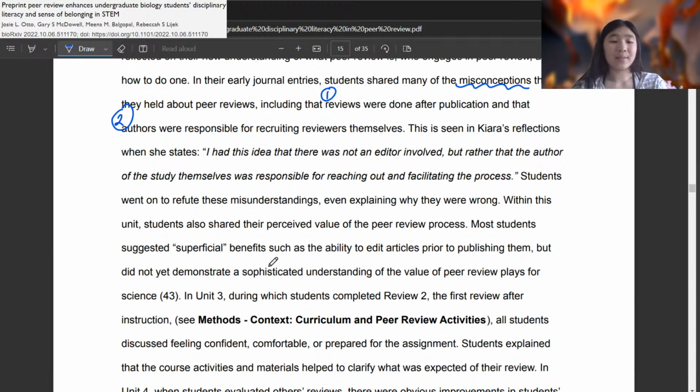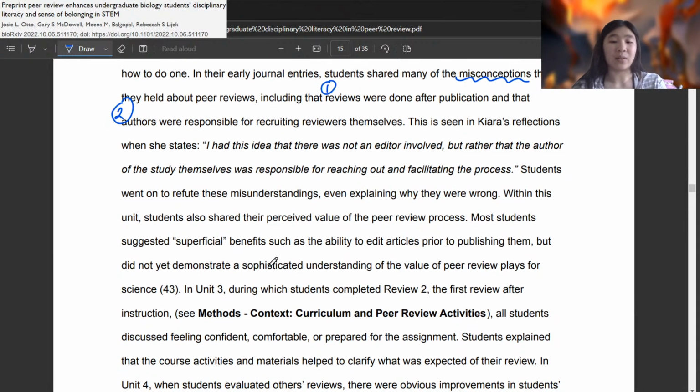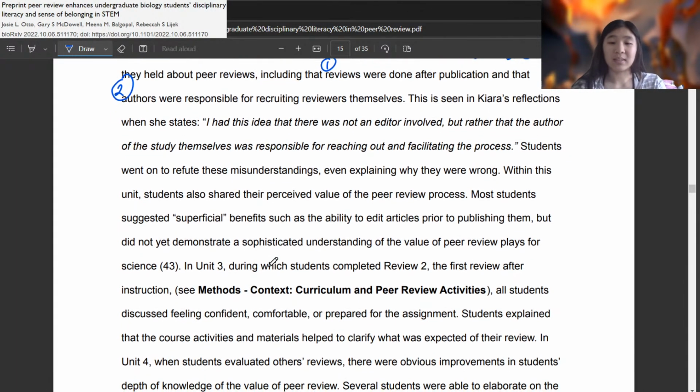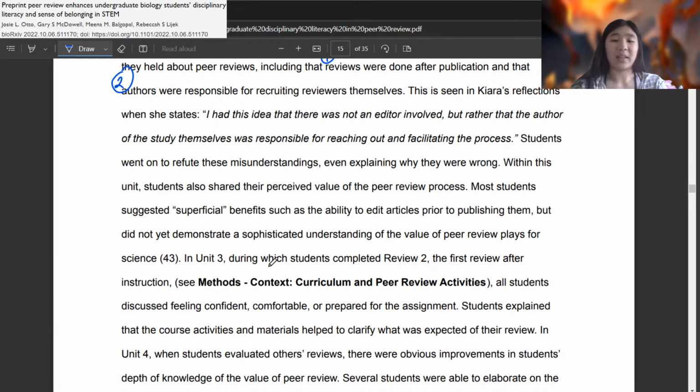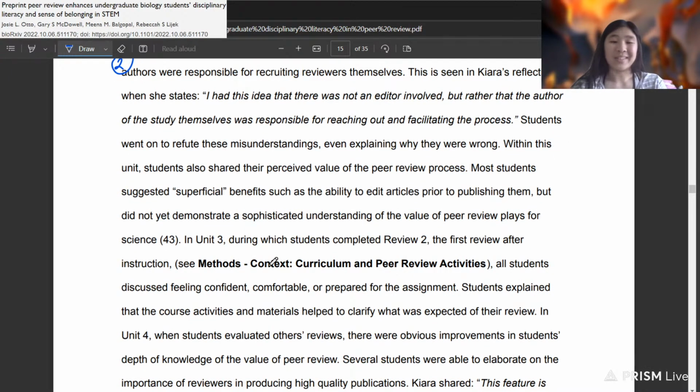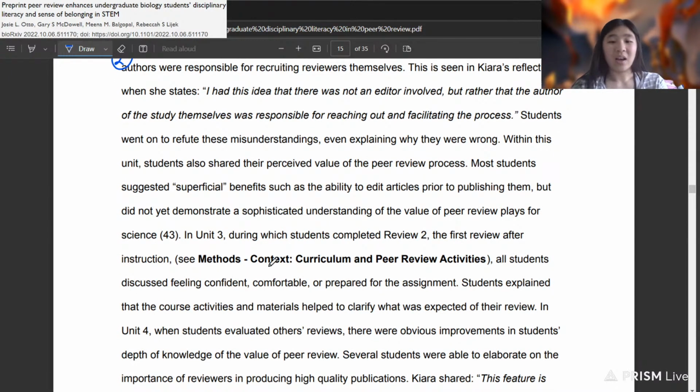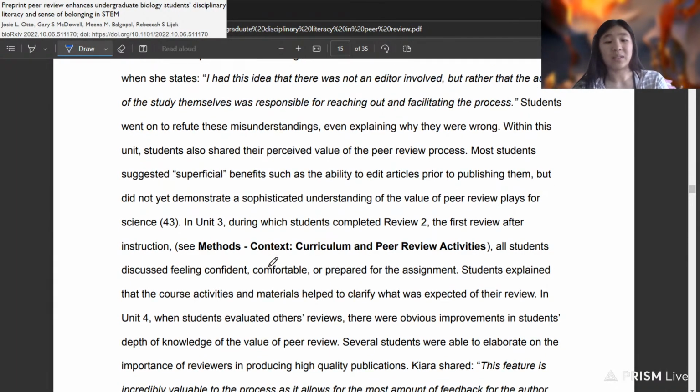Within this unit, students also shared their perceived value of the peer review process. Most students suggested superficial benefits, such as the ability to edit articles prior to publishing them, but did not yet demonstrate a sophisticated understanding of the value peer review plays for science. So they mostly focused on how it benefits being able to edit them. I guess that is considered superficial.